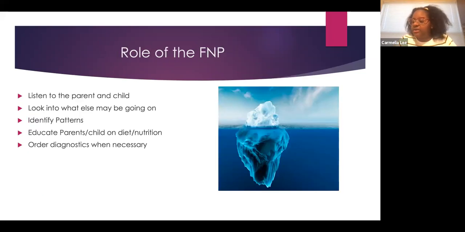So as providers, what do we do with this stuff? One, we need to listen to the patient and the child. Parents will tell you one thing, and you always, when the child's old enough, get their input. If there's a behavioral issue, if there's a change they've noticed that their parent may not, you always want to listen to the complaints of the parent and the child.